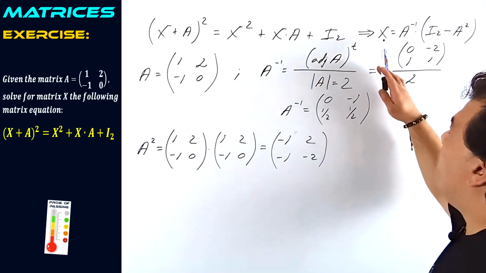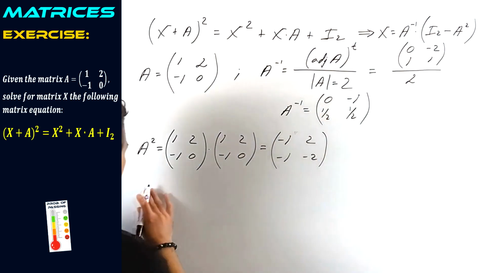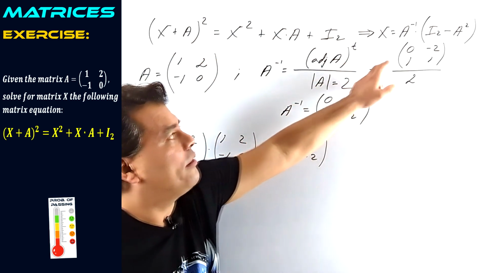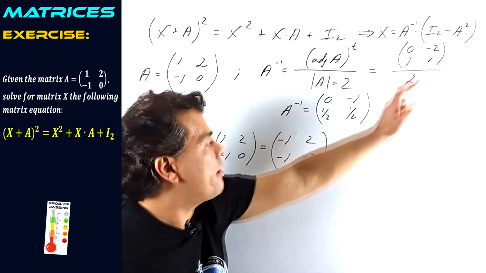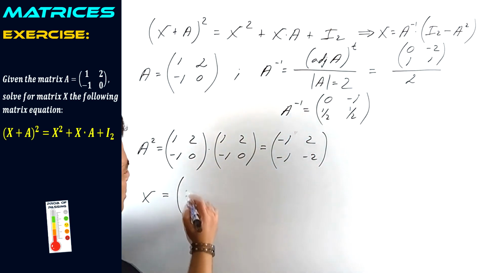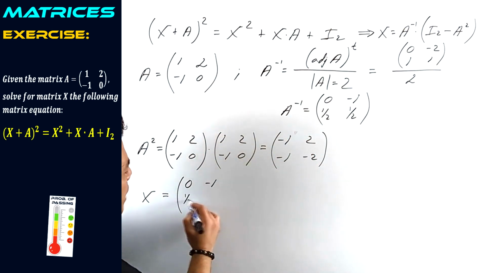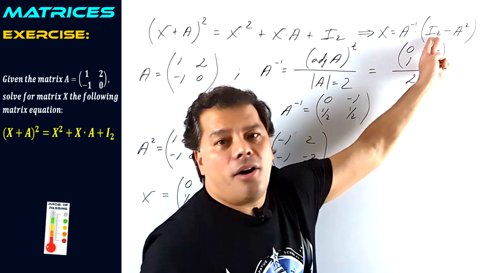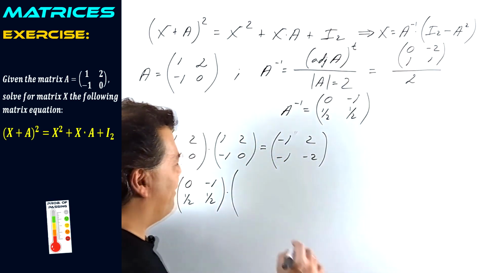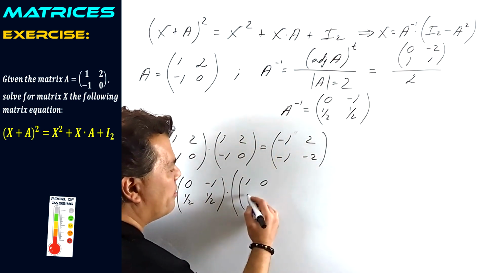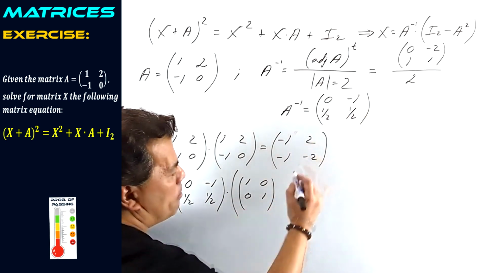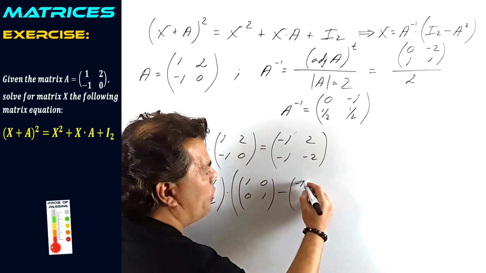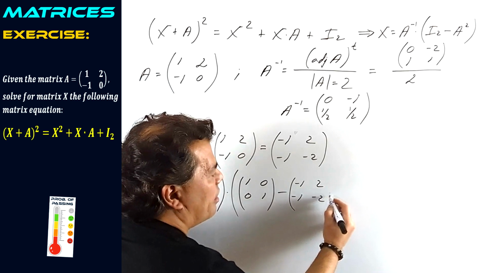And finally, we can put the solution because we are finishing this exercise. Matrix X is equal to the inverse of A. There you have it. 0, -1, 1/2, and 1/2. Multiplying the order 2 identity matrix, 1, 0, 0, 1, minus A squared. There you have it. -1, 2, -1, -2.